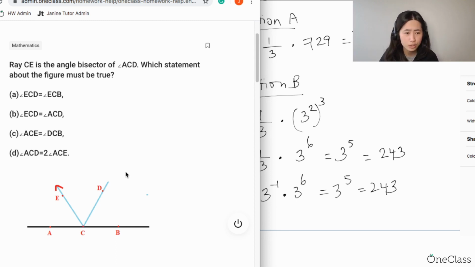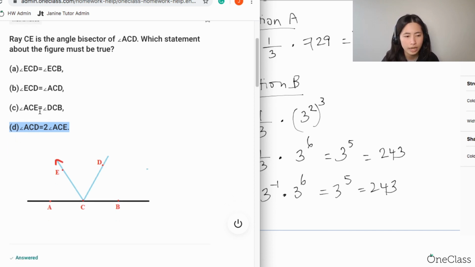ACD. So right off the bat, you can see that it should be option D. That's true because if you look at ACD, and because it's an angle bisector, you're supposed to have two equal angles. That's why you have ACE, and ECD is going to be equal to angle ACE. So that's why it's twice of that.